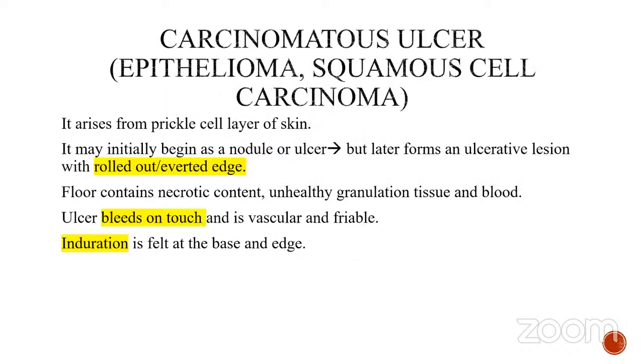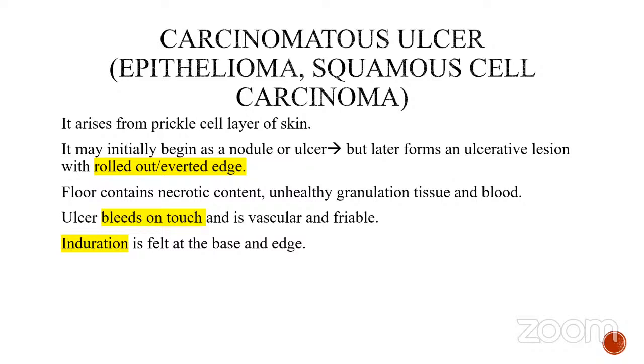Next is the normal carcinomatous ulcer. How will a normal carcinomatous ulcer be? It arises from the prickle cell layer of the skin. This is important. It arises from the prickle cell layer of the skin. It may initially begin as a nodule or an ulcer, but later it forms an ulcerative lesion with a rolled out or everted edge. We discussed that rolled out or everted edges are features of malignancy. So carcinomatous ulcers of any nature will have a rolled out or everted edge.